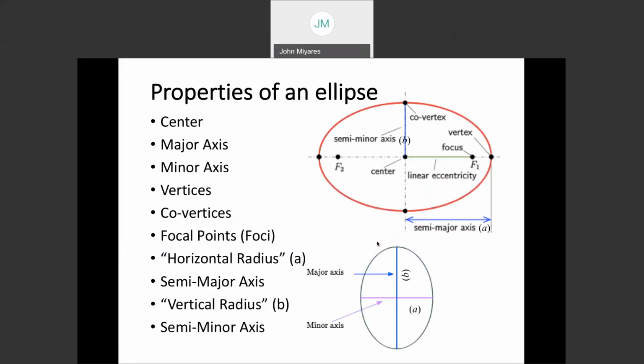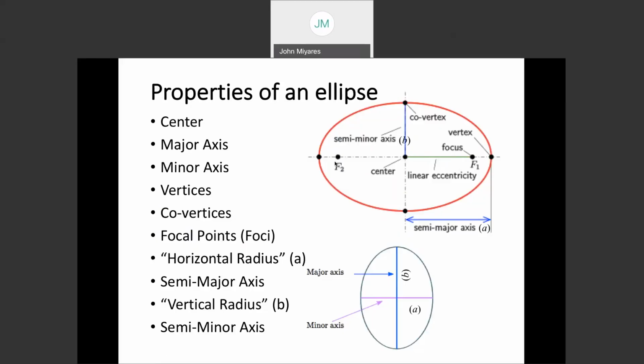Now let's talk about the properties of an ellipse. Like a circle, an ellipse has a center point, but unlike a circle, you have this long diameter and a short diameter. The long diameter is called the major axis, and the short diameter is called the minor axis. The vertices of the ellipse are at the end points of the major axis, while the points at the end of the minor axis are called covertices. The focal points, marked here as F1 and F2, are always going to be on the major axis.